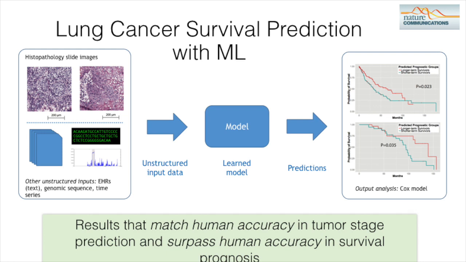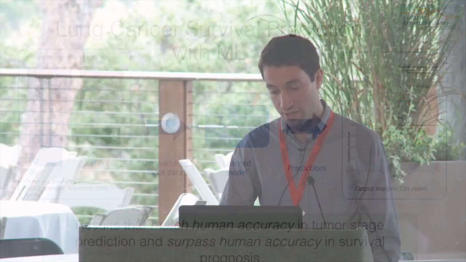So what does a basic approach look like? We take unstructured input data, we train some sort of machine learning model, and we get out some sort of predictions. Here it's a Cox model about patient outcomes. And the exciting results that we've gotten are that we can match human accuracy in the tumor stage prediction and surpass it in actually the survival prognosis prediction.